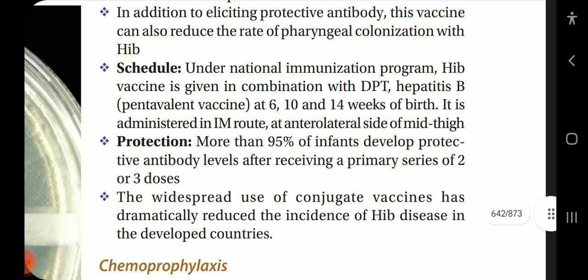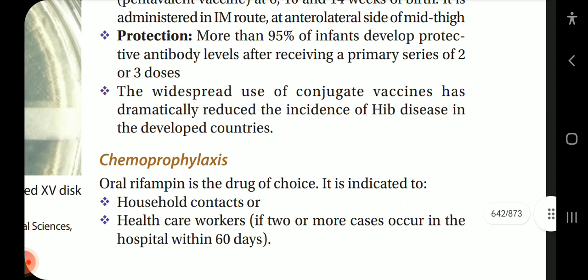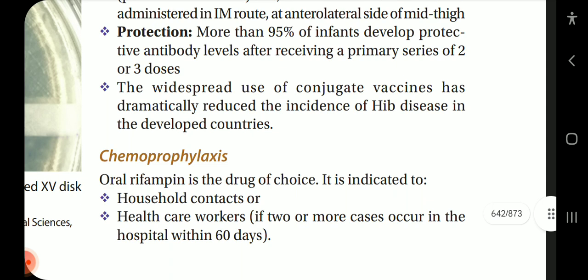Schedule: under the National Immunization Program, Hib vaccine is given in combination with DPT and hepatitis B as the pentavalent vaccine at 6, 10, and 14 weeks of birth. It is administered by the IM route at the anterolateral side of the mid-thigh. Protection: more than 95% of infants develop protective antibody levels after receiving a primary series of 2 or 3 doses. The widespread use of conjugate vaccine has dramatically reduced the incidence of Hib disease in developed countries.